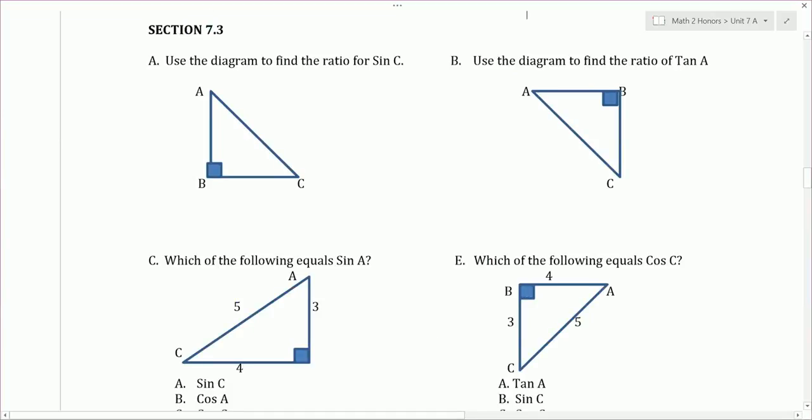Section 7.3. A says use the diagram to find the ratio for sine C. So C is right in the bottom right hand corner, and if that's our reference angle, no matter what, we can just put the side lengths of something that's similar to this triangle, which hypotenuse would be 1. The side opposite would be the sine of C, and the side adjacent would be the cosine of C.